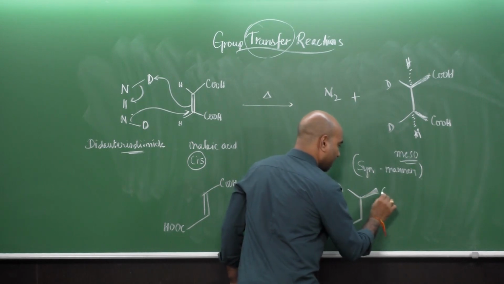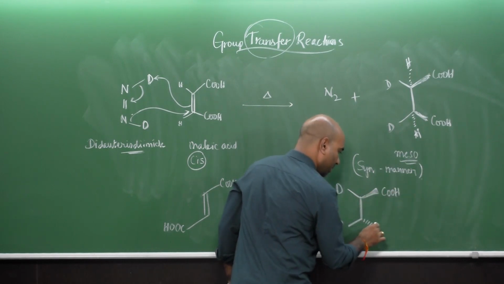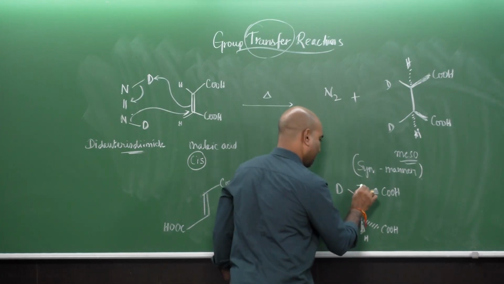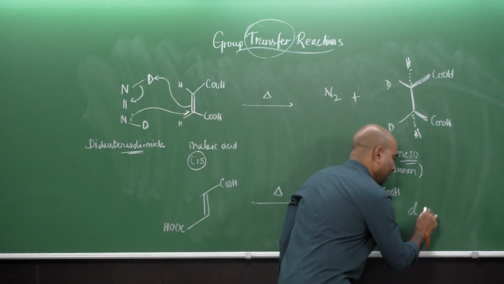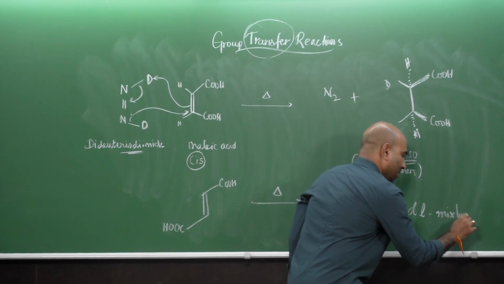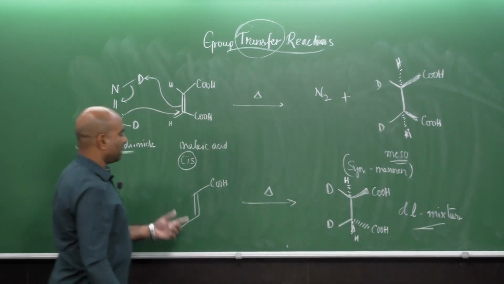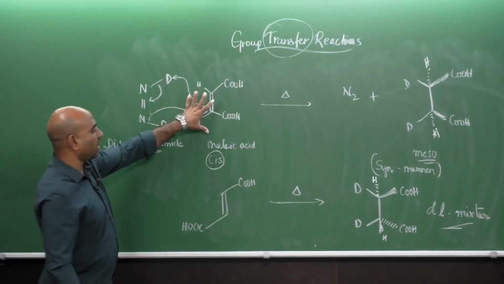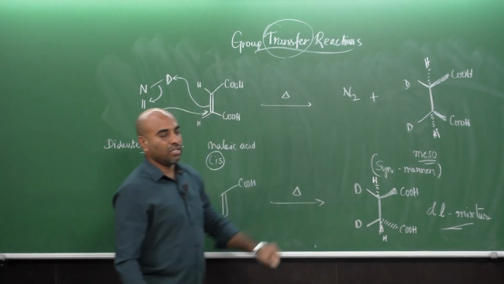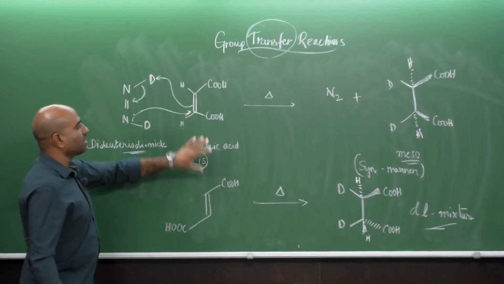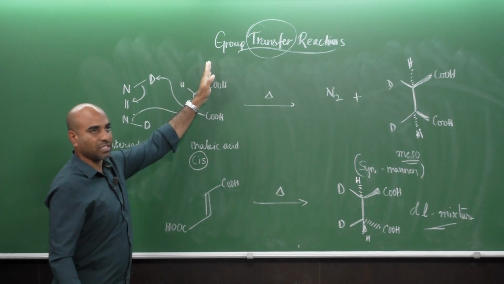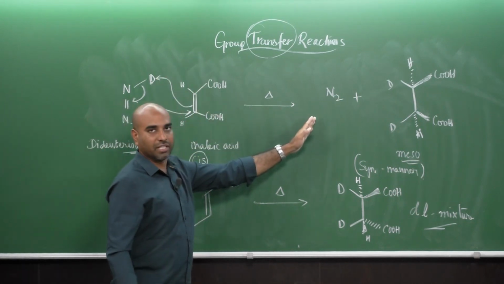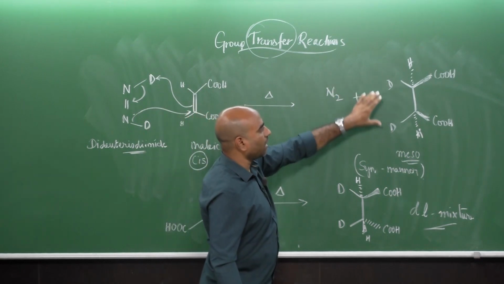So, now the question is, what about the carboxylic groups? So you can see them like this. So you will get DL mixture. Okay. So if it is the trans product, you will be getting DL mixture. If it is the cis product, cis reactant, you will be getting a meso product. So in any case, whether the reactant is in cis configuration or in the trans configuration, one thing is for sure in the case of group transfer reactions, that is syn transfer only takes place. In the syn manner only, you will be transferring the atoms or groups.